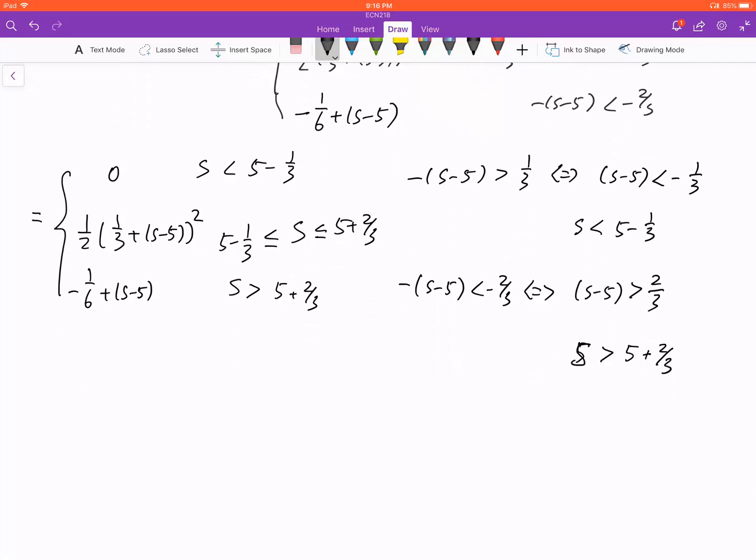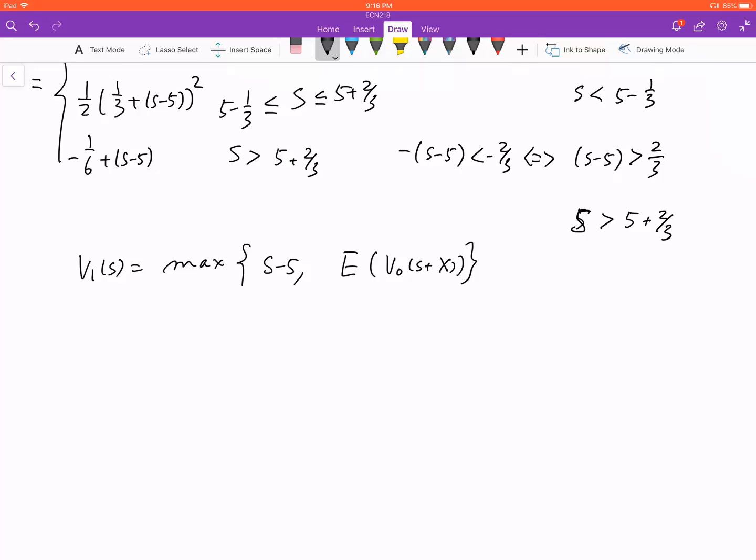Now, we need to find V1. V1 of S is the max of these two functions, S minus 5 and the one we just calculated, E of V naught S plus X. And how can we find V1 of S? That's the main topic. We actually want to graph it.